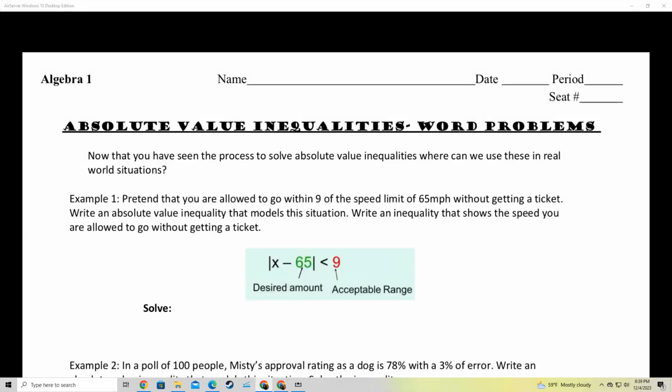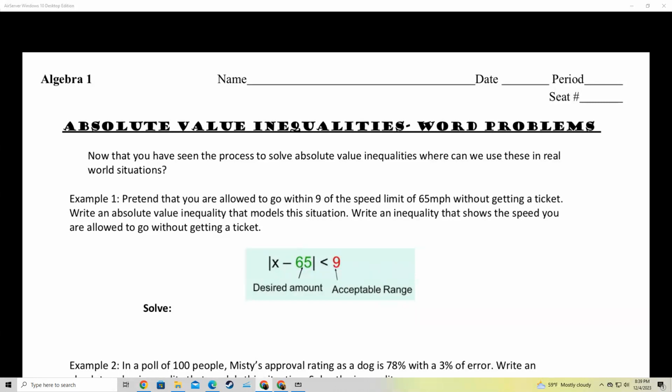So today our focus is going to be on writing these absolute value inequalities in word problems. So let's take a look at how some of this might look. It says, now that you have seen the process to solve absolute value inequalities, where can we use these in real world situations? So let's go over some of these.